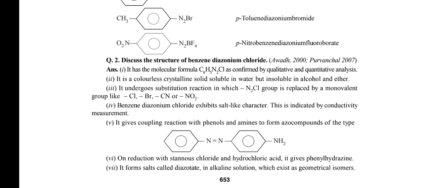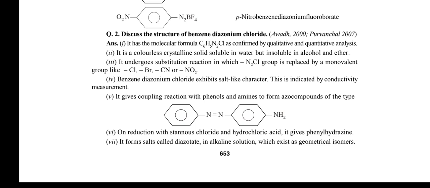Number 3. It undergoes substitution reactions in which the N2Cl group is replaced by a monovalent group like Cl, Br, CN or NO2 group. Number 4. Benzene diazonium chloride exhibits salt-like character. This is indicated by conductivity measurement.